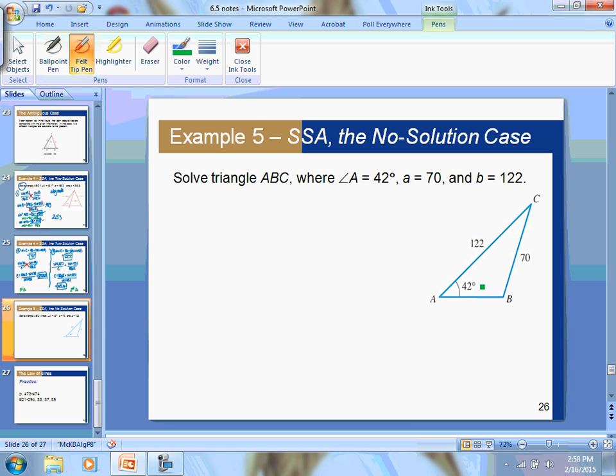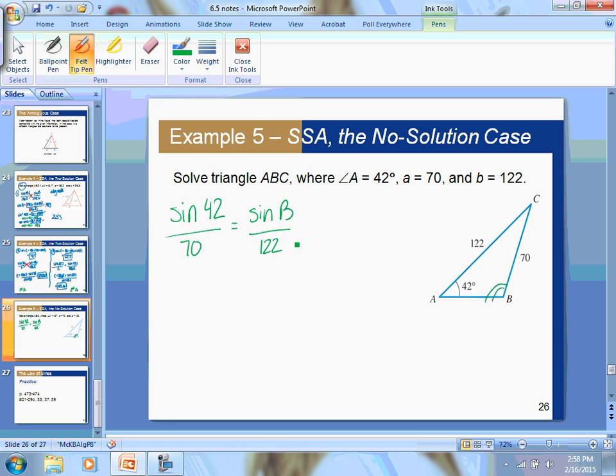If you draw your triangle, start to work through the problem, and label everything, you say, okay, so now if I'm going to use the law of sines to solve this triangle, I've got my angle A and my side A across from each other. So you would do the sine of 42 over 70, and then you would set that equal to, you'd have to find angle B next, so you'd set that equal to sine of B over 122.